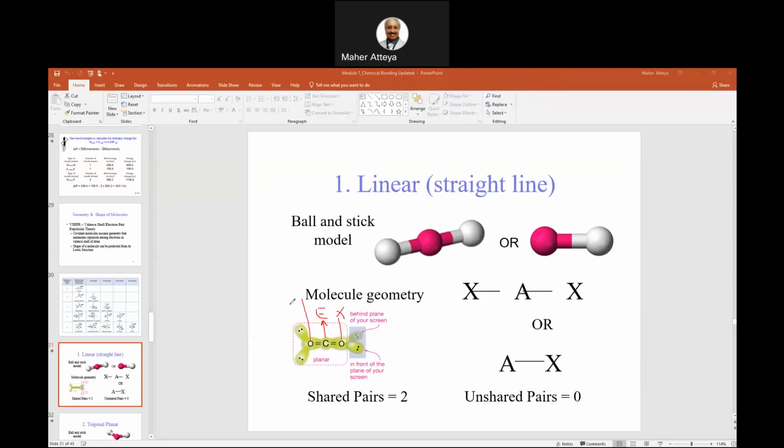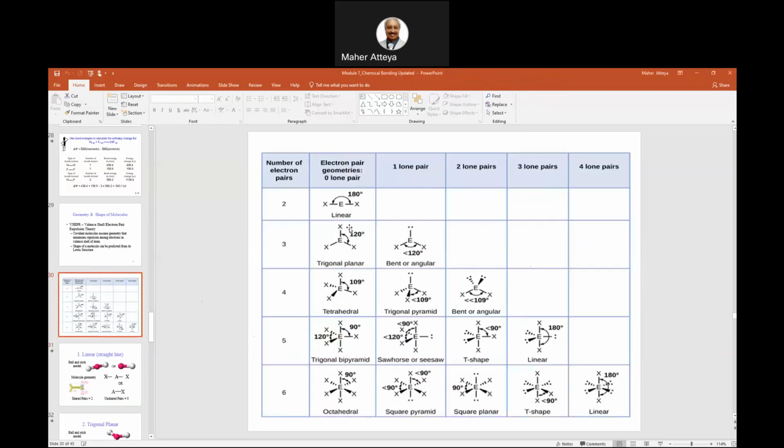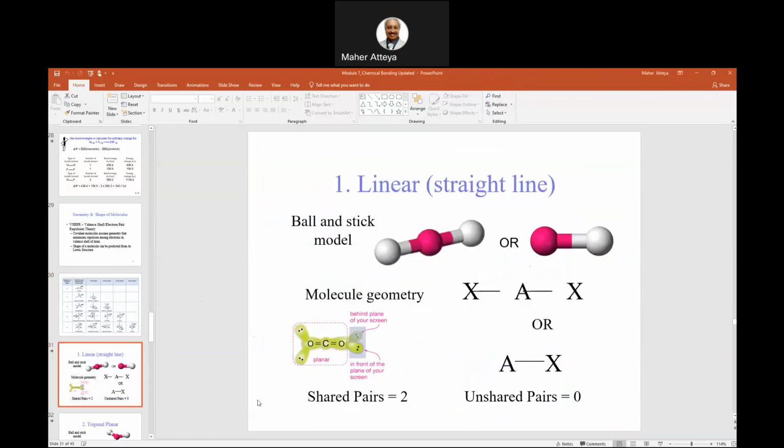And this is X. So this is EX2. This is the whisper code, correct? So I come here, say, where is my EX2? EX2 here, the first one, 2 zones. I have 2 zones, so the shape has to be linear. So the shape has to be what? Linear. And the angle is 180 degrees between oxygen, carbon, oxygen.